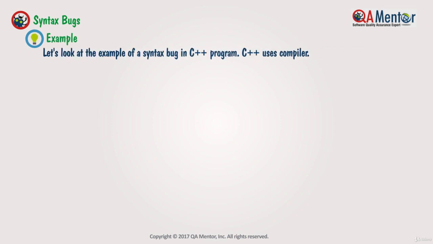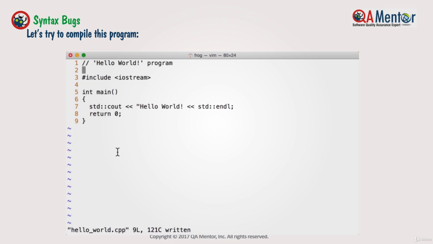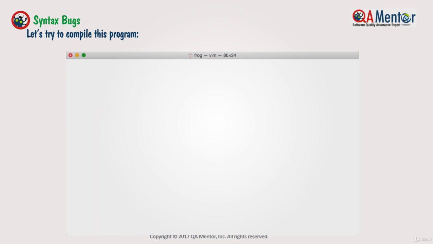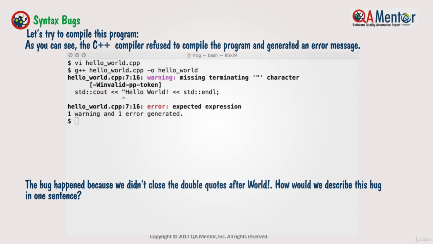Example. Let's look at the example of a syntax bug in a C++ program. C++ uses a compiler. Here is the first program of any student learning C++. Line numbers are not part of software code. This code is saved in the file hello_world.cpp. Let's try to compile this program. As you can see, the C++ compiler refused to compile the program and generated an error message. The bug happened because we didn't close the double quotes after world.